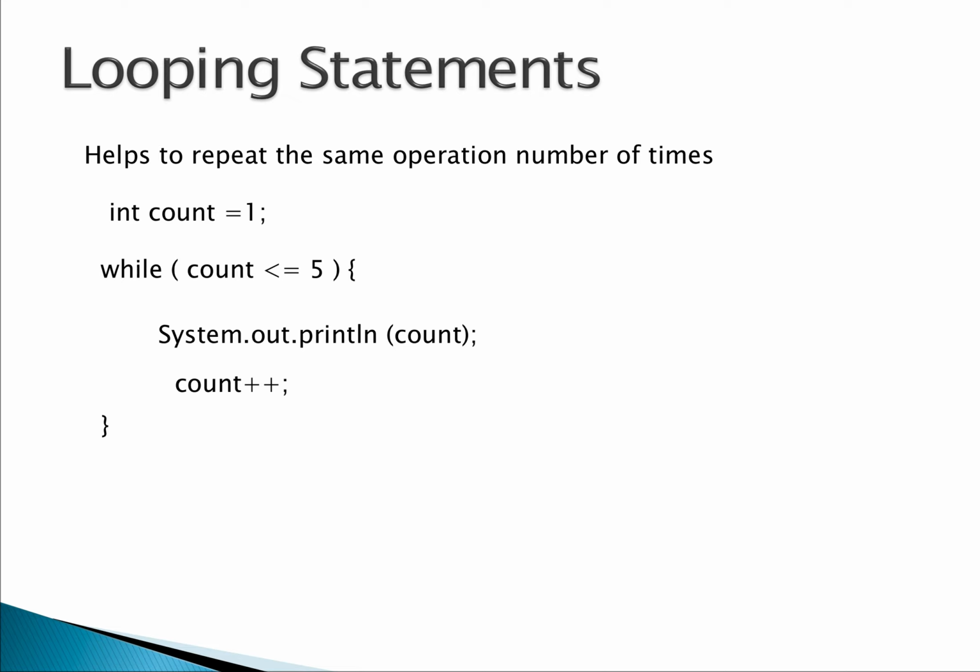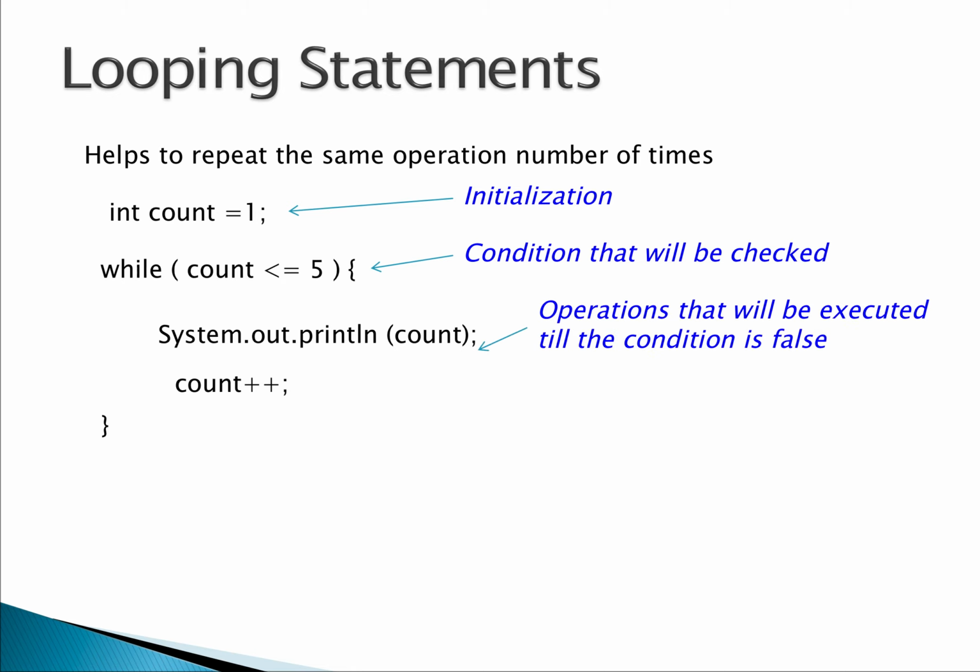Once it increments to 2, it is not going to come out of the curly braces. It checks again, 2 less than or equal to 5, and does this operation continuously till the condition becomes false. So we have three parts in this while block. We have initialization, a variable that we initialize here. We check the condition here. And once the condition is true, the operation within the curly braces gets executed. Then count plus plus is the increment or decrement.